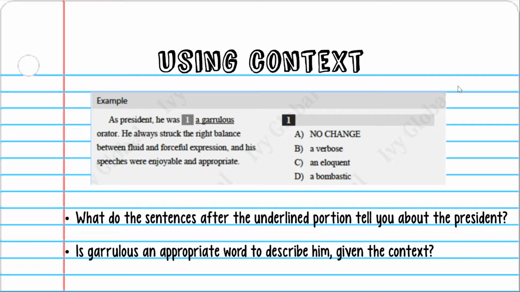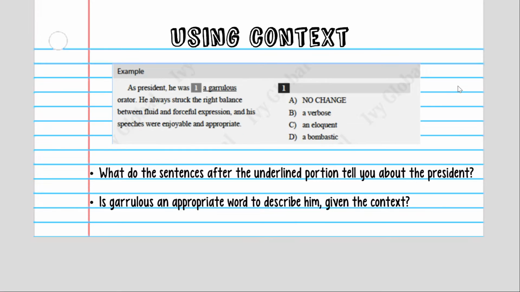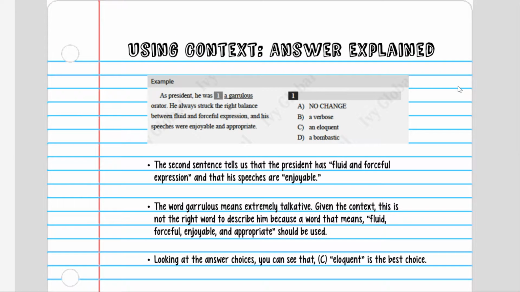So, is garrulous an appropriate word to describe him given the context? The second sentence tells us that the president has a fluid and forceful expression and that his speeches are enjoyable. The word garrulous means extremely talkative. Given the context, this is not the right word to describe him because a word that means fluid, forceful, enjoyable, and appropriate should be used. Looking at the answer choices, you can see that C, eloquent, is the best choice.